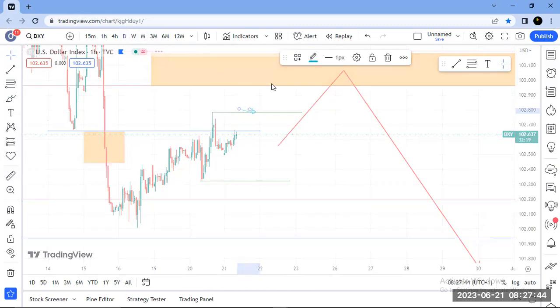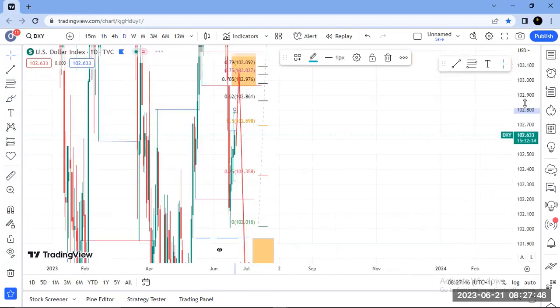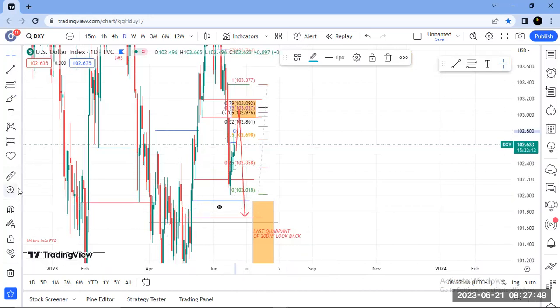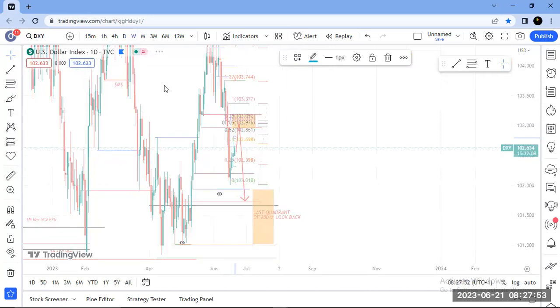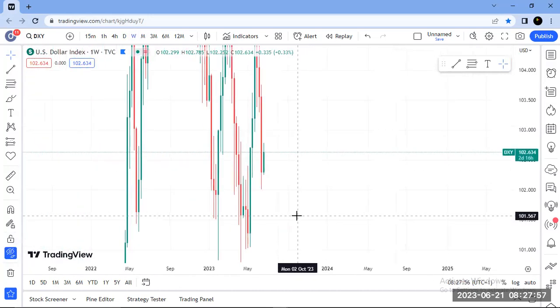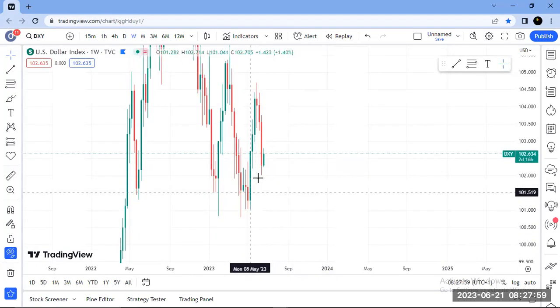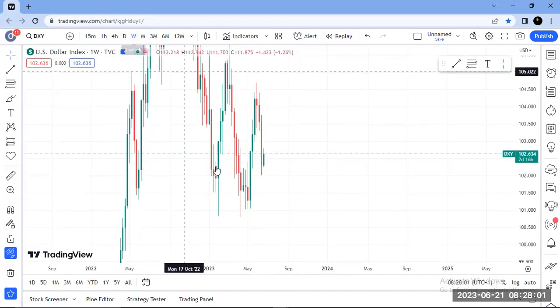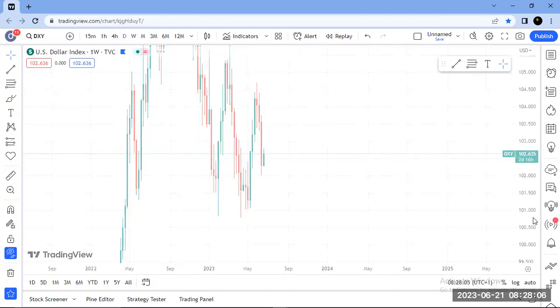This place is a weekly level, and we are coming from hitting a weekly support. A weekly here or a daily should send this thing back down.